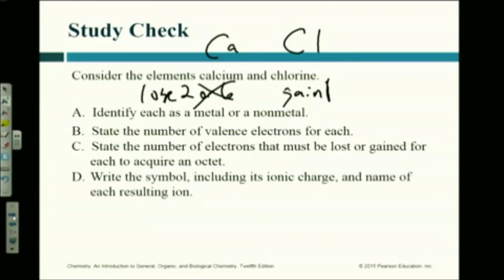8's good. Okay? So let's write the symbols for these. Calcium lost 2 electrons. So it's going to have a charge of 2, plus or minus? Plus, because it lost electrons. There are fewer electrons now. So that means chlorine gained an electron. It's going to be minus. Okay? Like that. Good?